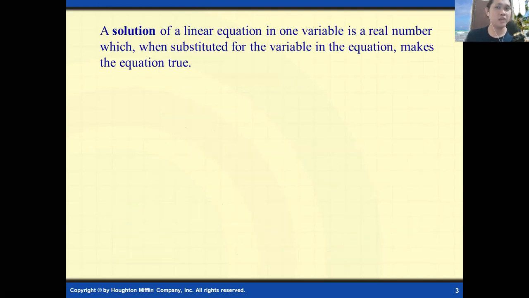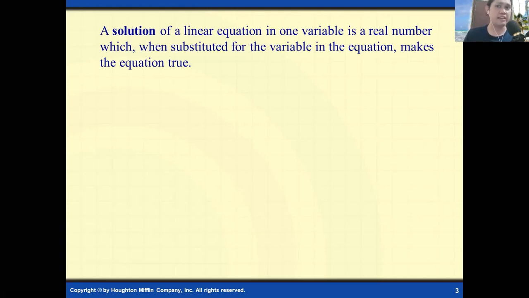So now, talking about linear equation in one variable, we can also define it as the first degree equation. When we say first degree equation, it has a solution. How many solutions? We only have one solution for a linear equation since it is written in the first degree of equation.